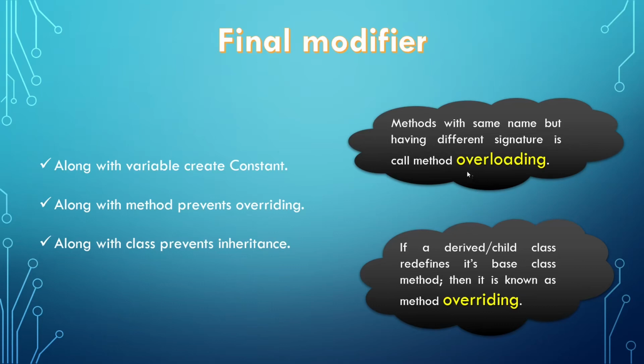Similar, one more concept is there: overloading. If the method name is the same and you have a different signature, that means different types of parameters, then it's called overloading. Methods with the same name but having different signatures. You can use the final keyword along with the class also, then it prevents the inheritance. With an example, we will see this.